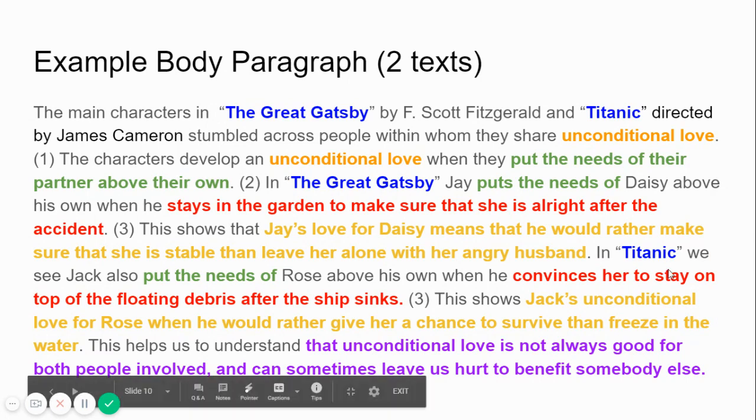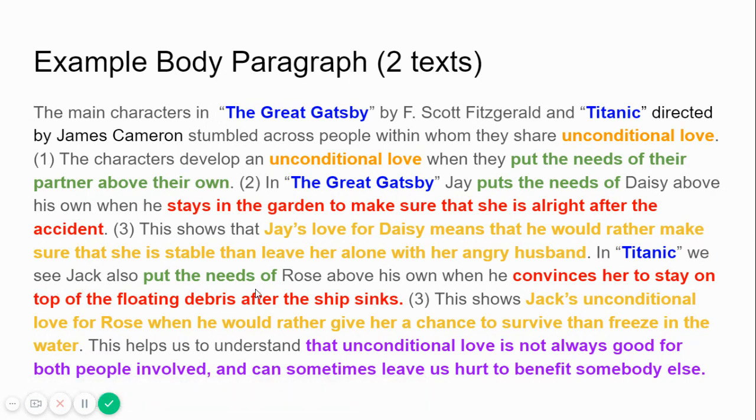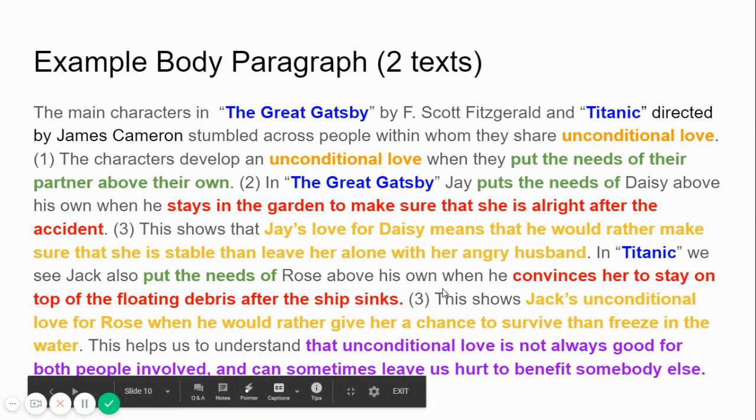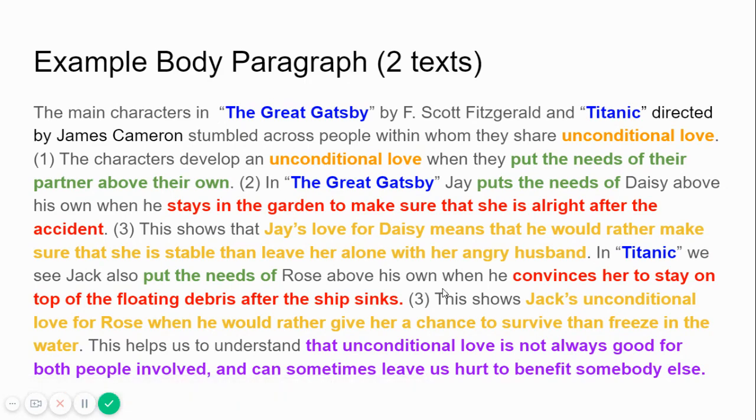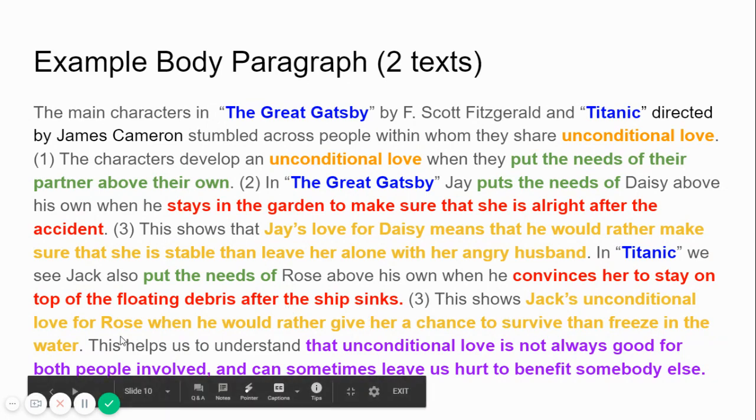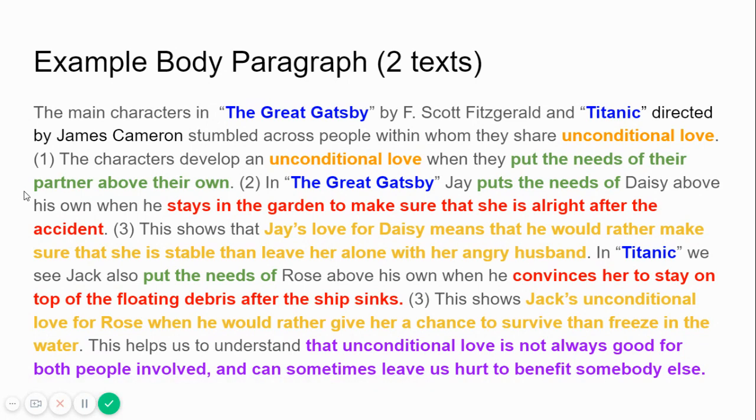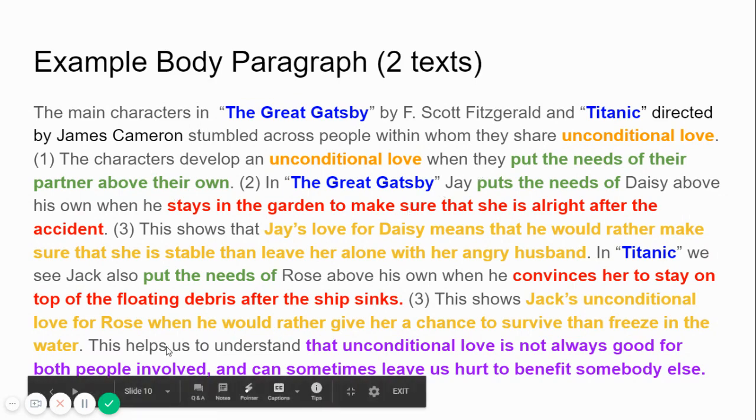So just again, in Titanic, we see Jack also puts the needs of Rose above his own when he convinces her to stay on top of the floating debris. Same idea, and you're talking about a different example that shows exactly the same idea. Then you go on to explain the link between your example and the theme. This shows Jack's unconditional love for Rose when he would rather give her a chance to survive than freeze in the water. Right? So you've got two specific examples, two links to the theme, and both of them are using the exact same idea of putting the needs of their partner above themselves.